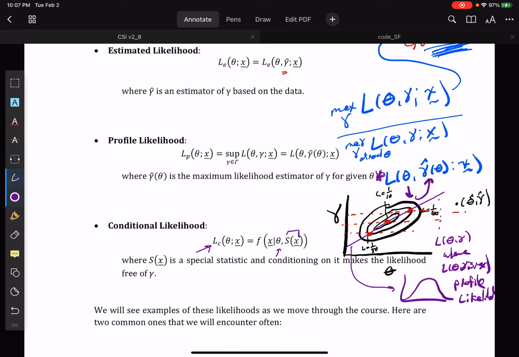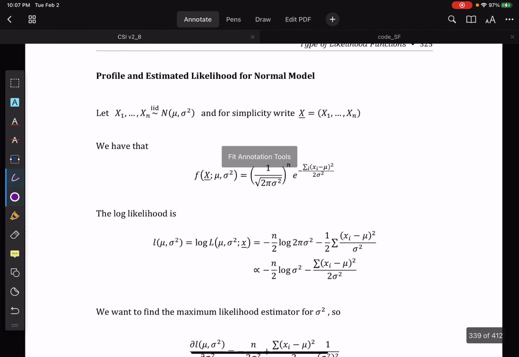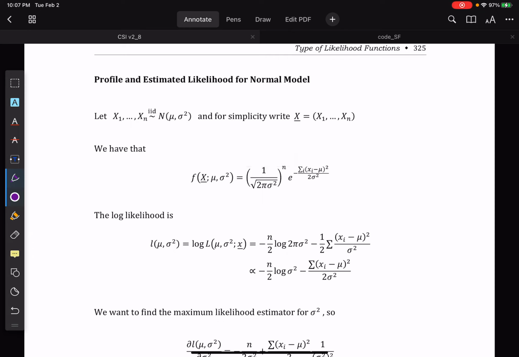All right, so we're going to see examples of all these, but I thought it would be best to take a look at the two we will most often see. So let's take a look at the profile and estimated likelihood under a normal model. Here your data are normal, mean mu, variance sigma squared, and for simplicity I'm just writing all the data as a vector here. The joint distribution of the data is, in fact, this likelihood that everybody knows and loves: 1 over the square root of 2 pi sigma squared raised to the n, et cetera, e to the minus the sum of squares over 2 sigma squared.